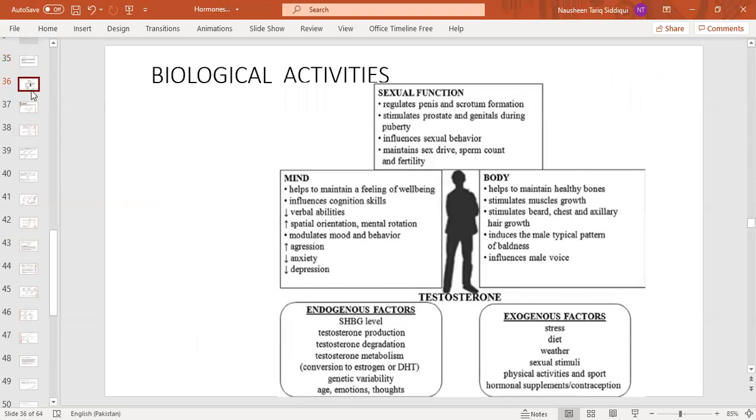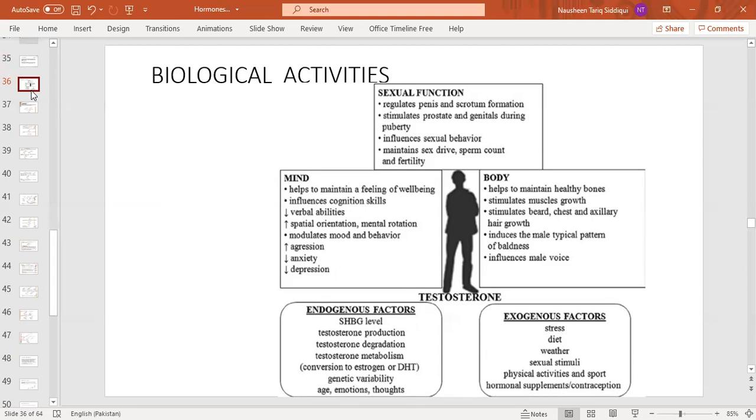Biological activity: it has profound biological activity. Its main function is the sexual function, which regulates the penis and sperm formation, stimulates prostate and genitals during puberty, influences sexual behavior, and maintains sex drive, sperm count and fertility. For the body, it helps to maintain healthy bones, stimulates muscle growth, stimulates beard, chest, and axillary hair growth, induces the male typical pattern of baldness, and influences male voice.